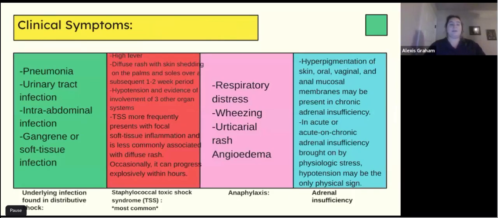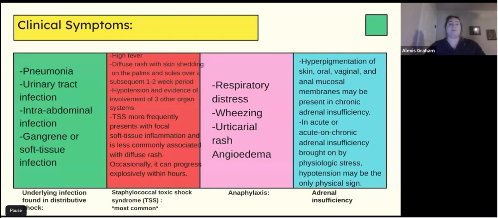Clinical symptoms. So if you have an underlying infection, such as pneumonia, UTI, intra-abdominal infection, and gangrene or soft tissue infection, this can lead to shock. If you have TSS or toxic shock syndrome, which is the most common type of distributive shock, you may have a high fever, a diffuse rash with skin shedding on the palms and soles over a subsequent 1 to 2 week period, hypotension, and evidence of involvement of 3 other organ systems.